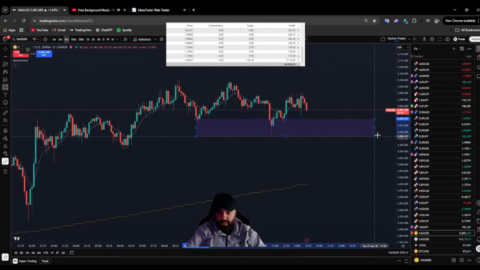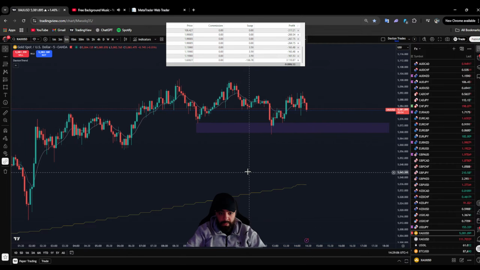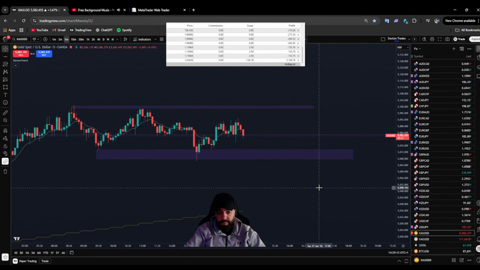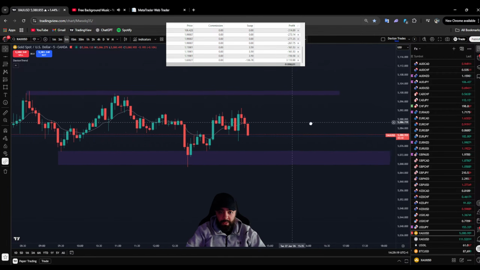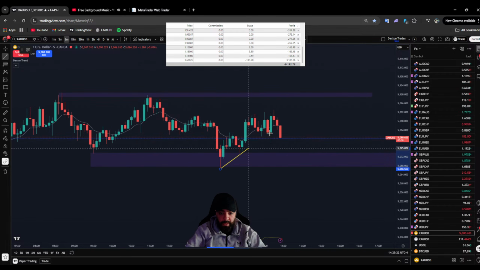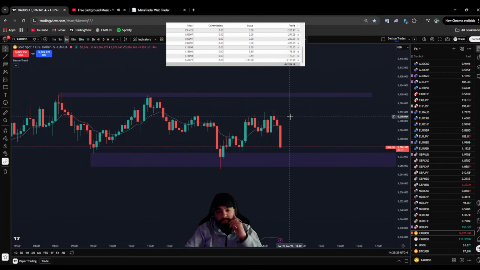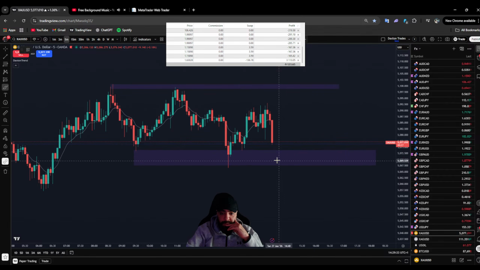So let's get to this level right here. And we have this level also. And like I've said, and don't forget that we have a trend line like this, and we broke it. So let's see if we can get an entry down below here.